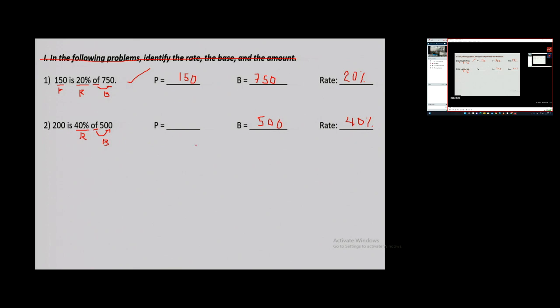Now, the number next to it, 200, is your percent number. So this will be 200. Okay? Now one check to it.